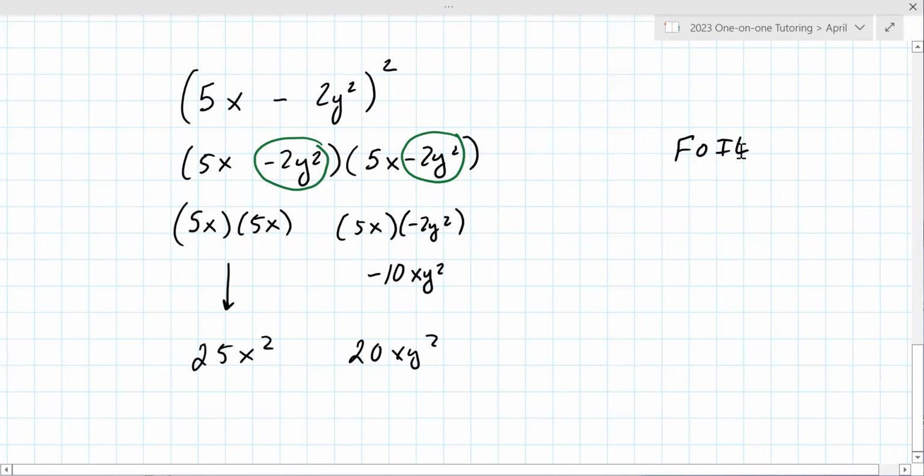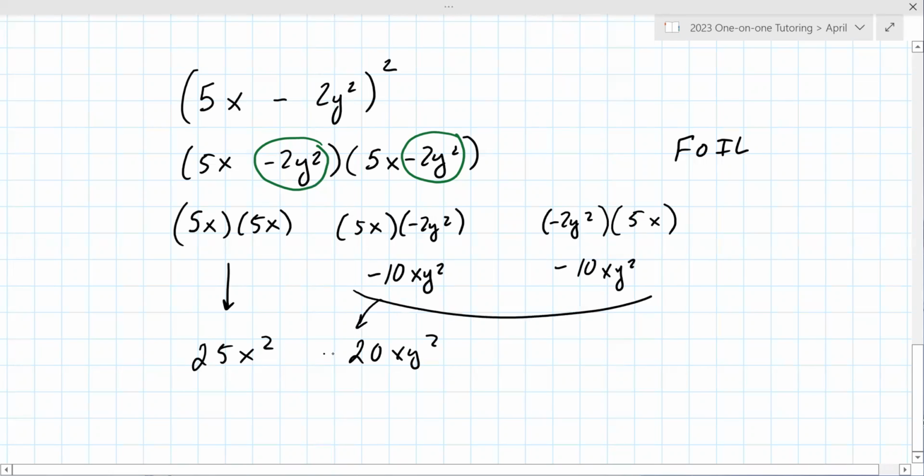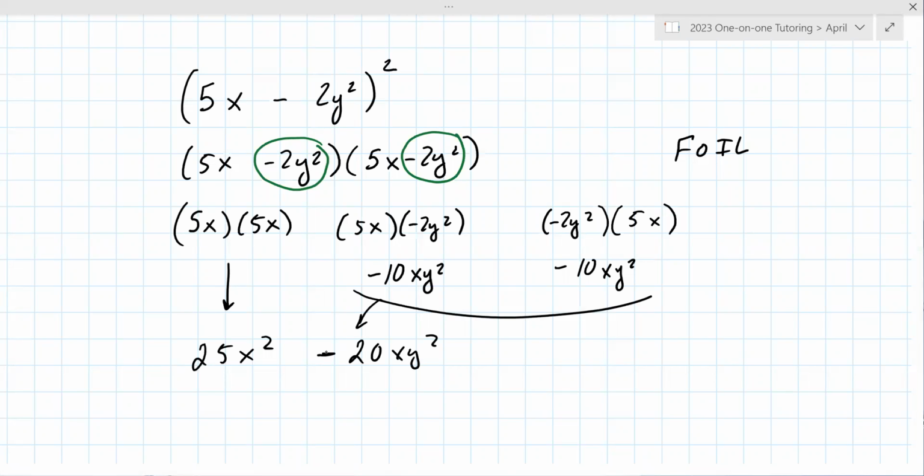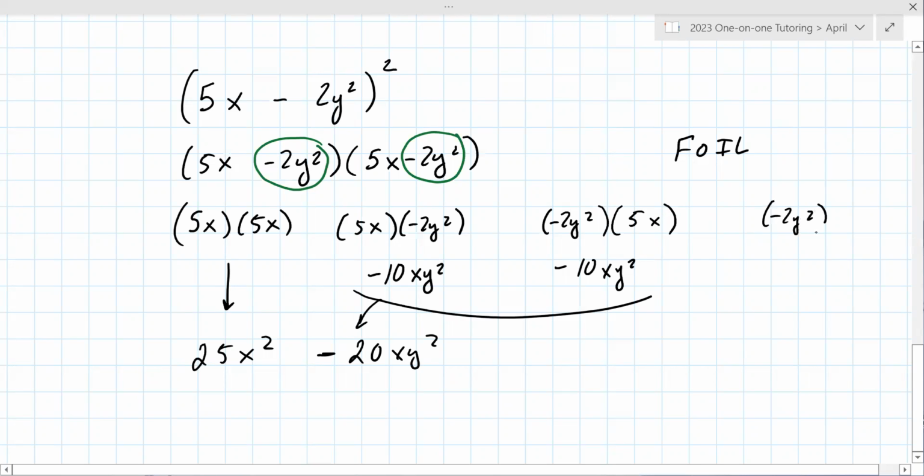Okay, now we're going to do the I. The I is minus 2y squared. That's this one over here in green, times the 5x. That's this one here. That is also minus 10xy squared. These group together to become negative 20xy squared. Do you see that? Yeah. Okay. Then we have to do the last, minus 2y squared times minus 2y squared. Minus 2 times minus 2 is 4. Y squared times y squared, you add the exponents because the bases are the same.